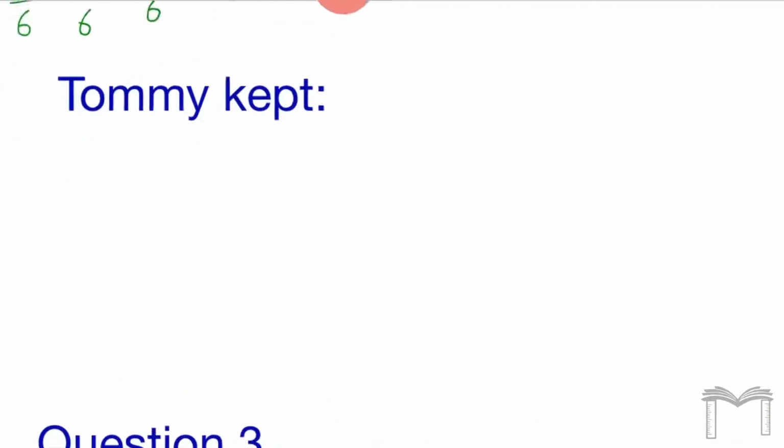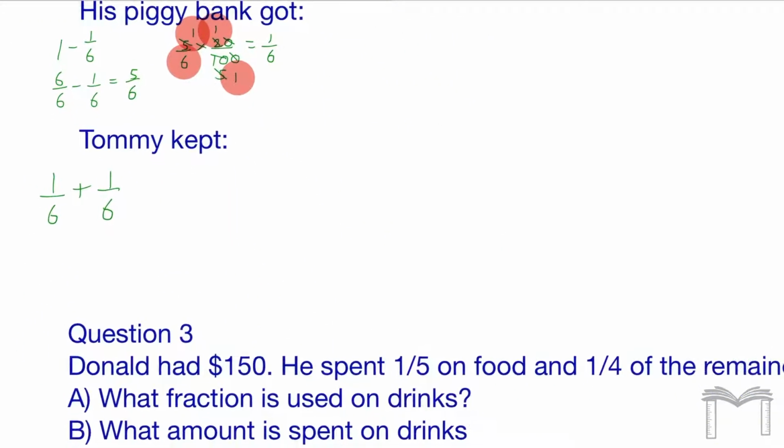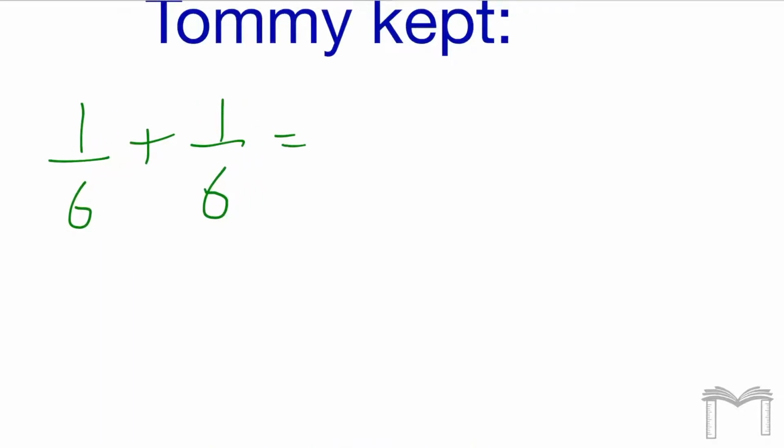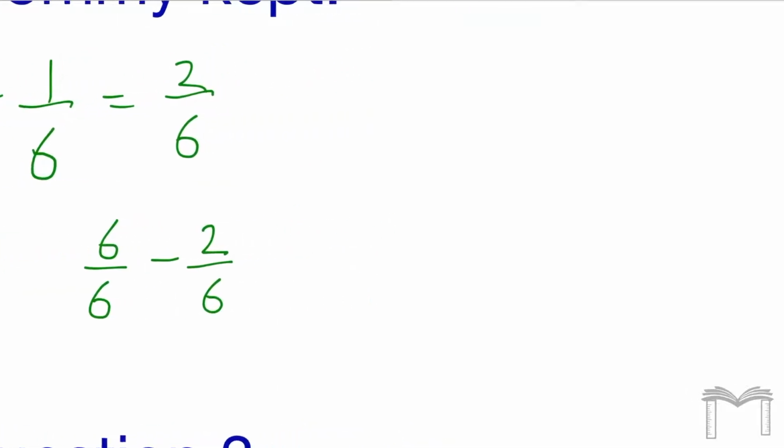Alright. So if Tommy gave his brother 1/6 and he put 1/6 in the piggy bank, so we consider the 1/6 put into the piggy bank as a fraction that he no longer has. That we will assume for now. Okay, so 1/6 plus 1/6 is 2/6. And from the whole, he no longer has 2/6, so we're going to take away 2/6. So we can write that as 6 over 6 for the whole. Take away 2/6. 6 take away 2 is 4, so that's 4/6.